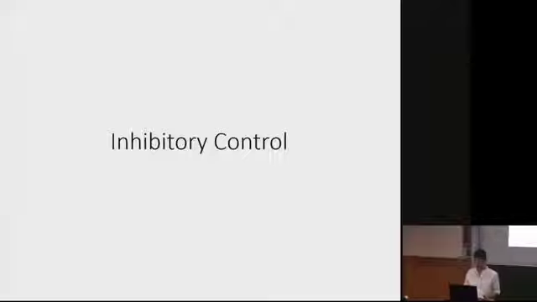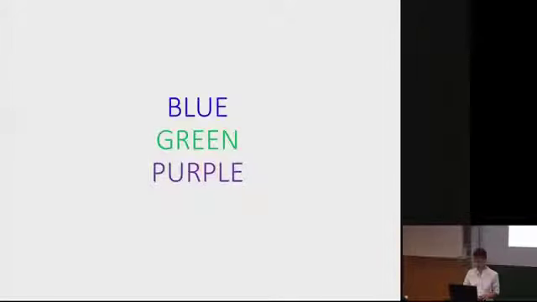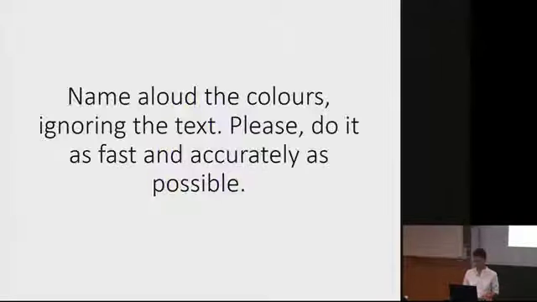To define inhibitory control, I will ask you please all to collaborate with the group activity. I will show you a set of instructions and please follow them along. All right, so here we go. Name aloud the colors, ignoring the text. Please do it as fast and accurately as possible. Okay, ready? Go. Okay. Now I will show you another set of instructions. Also, please follow them. Name aloud the colors, ignoring the text. Please do it as fast and accurately as possible. Ready?